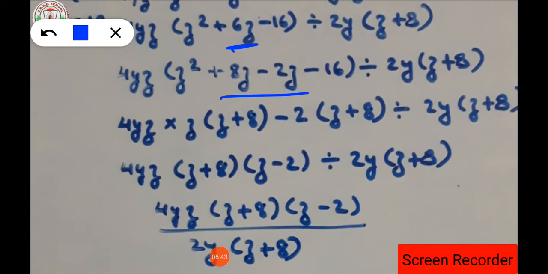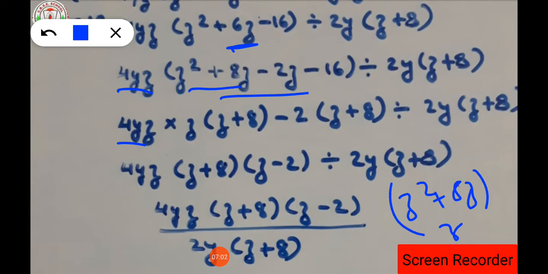Because we have to make a pair of z square plus 8z, and 2z minus 16, we have to make a pair, that's why. So 4yz comes from the question itself, into, when we make the pair of z square plus 8z, we can take common z from that. So z plus 8 is left inside the bracket. Taking minus 2 common from these two terms, what is left out? That is z plus 8, divided by 2y into z plus 8.